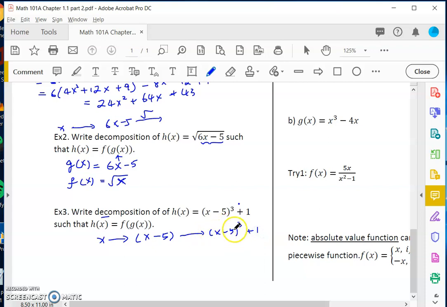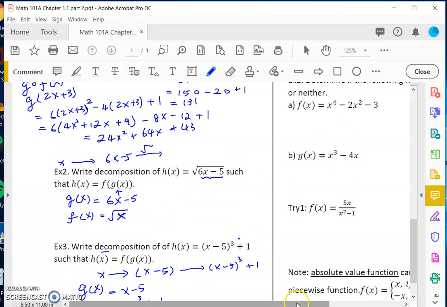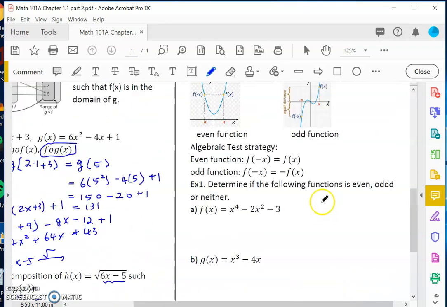But this is the placeholder of this. So I would write g of x as just my initial map, which is x minus 5. But what is f of x? For f of x, I take these things, I cube it. So actually I would say I'm going to cube this and then add 1. So that is my f of x. This is function decomposition. You have to recognize what is inside and what is outside.